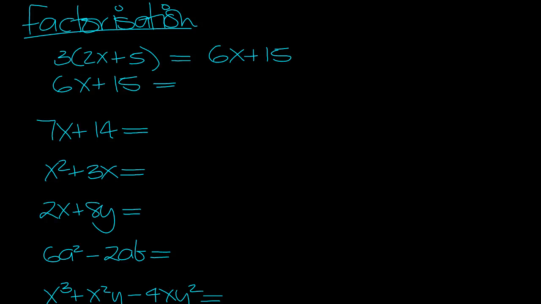Okay, let's have a look at factorization then. Here, when we did expansion of brackets, if you look at the two lines, you get 3 2s are 6x and 3 5s are 15, 6x plus 15. So that's how you expand brackets. The reverse process, where you take out what is common, is called factorization.